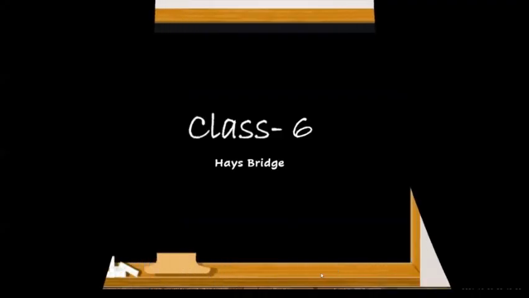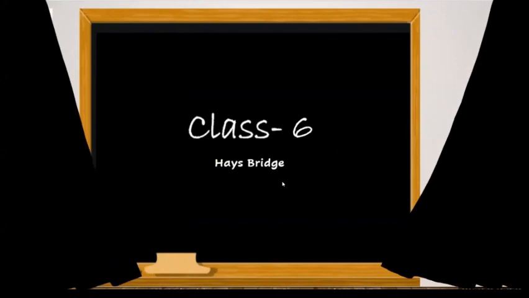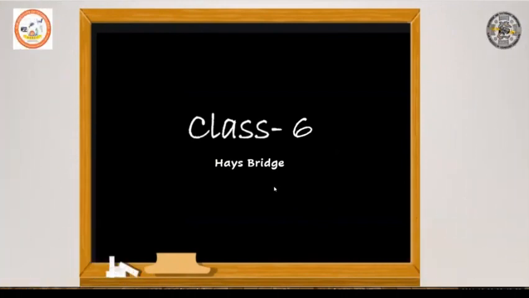Let us start today's class 6, that is Hay's bridge. I'm discussing here how the bridge is used and what parameter is measured using this Hay's bridge. The limitation of Maxwell's bridge is that it cannot be used for high Q values. The Hay's bridge is suitable for coils having high Q values.